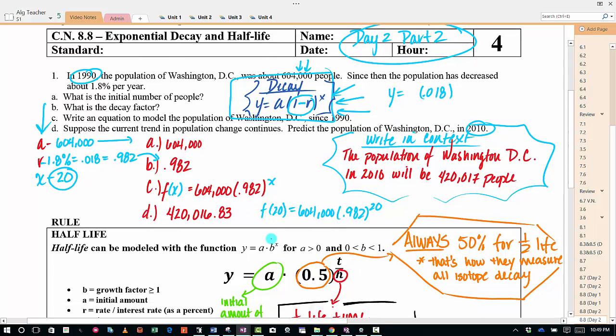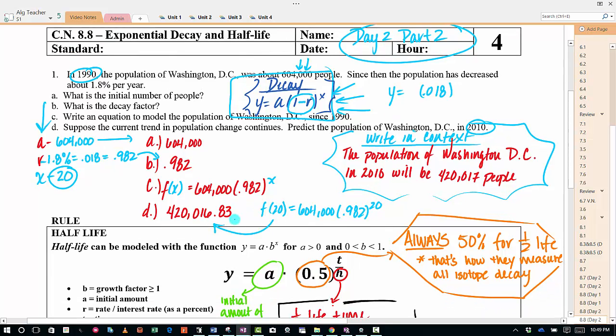And if you put that in your calculator, you'll find out that the population decreased from 604,000 to 420,000 in 16.83. So you would say 420,000 and 17. We rounded up. Yeah, that's semantics there. So that's just a little review on decay so that you can kind of see it as it is.